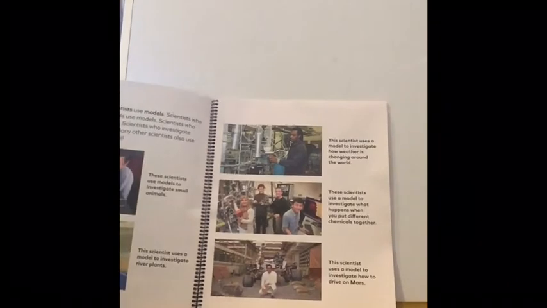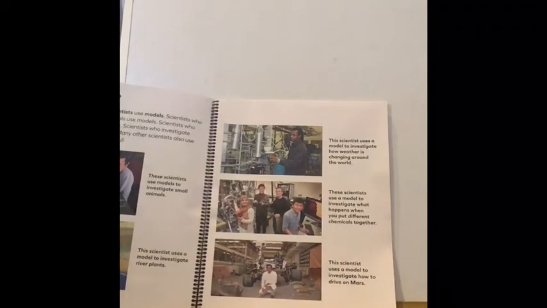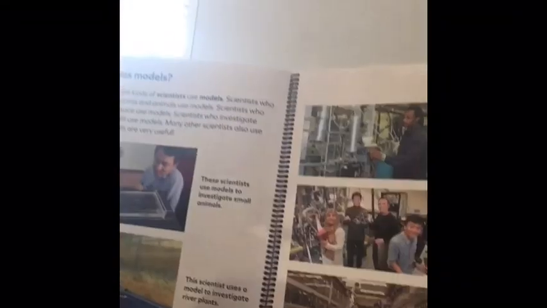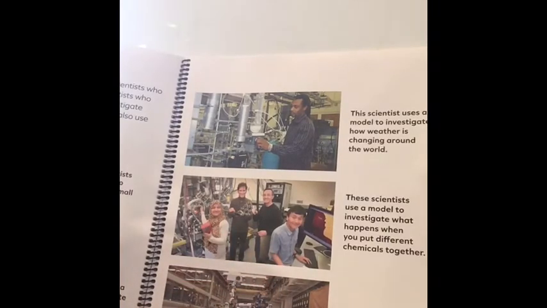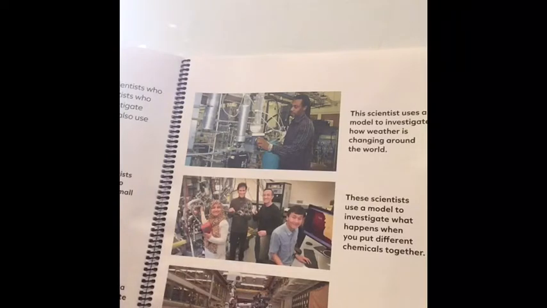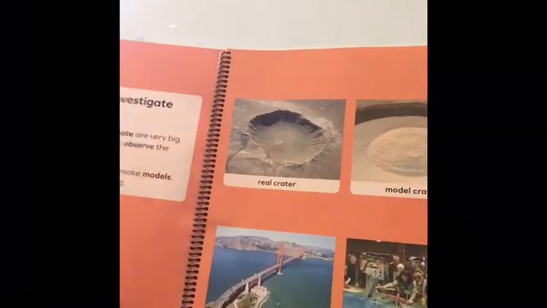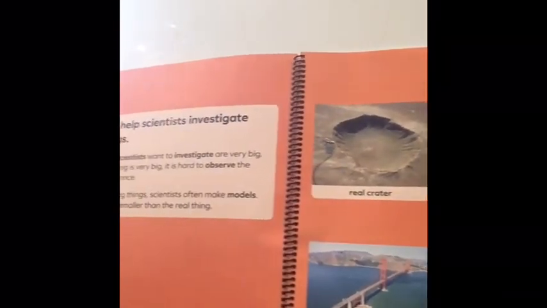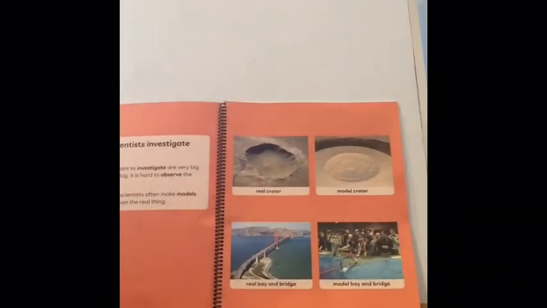This scientist over here is using a model to investigate how weather is changing around the world. You see that's moving a little bit closer. Ooh. These scientists use a model to investigate what happens when you put different chemicals together. And this scientist down here is using a model to investigate how to drive on Mars. Models help scientists investigate big things.